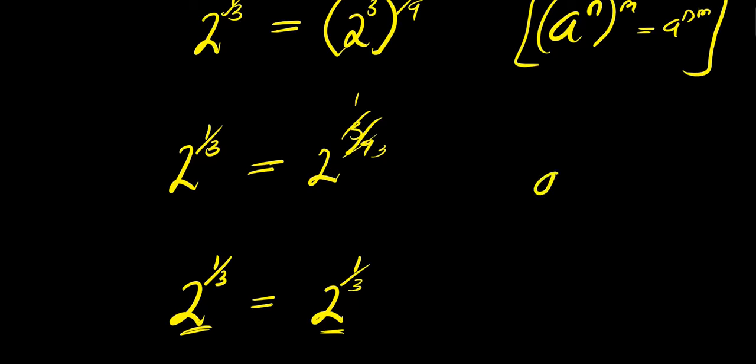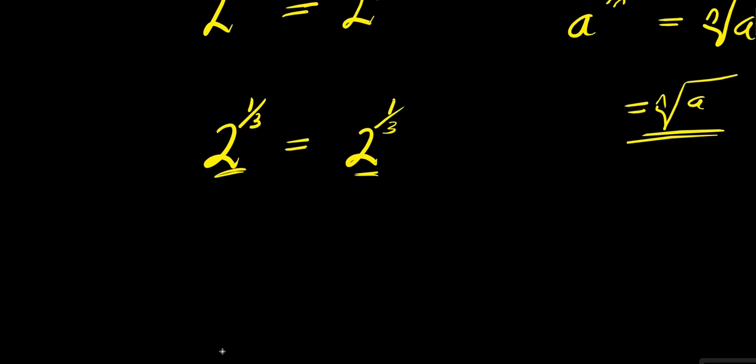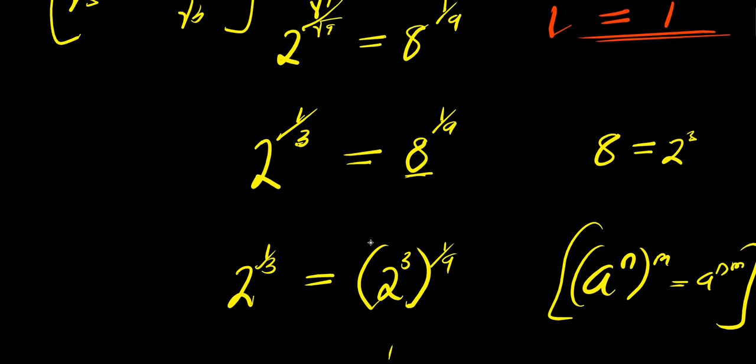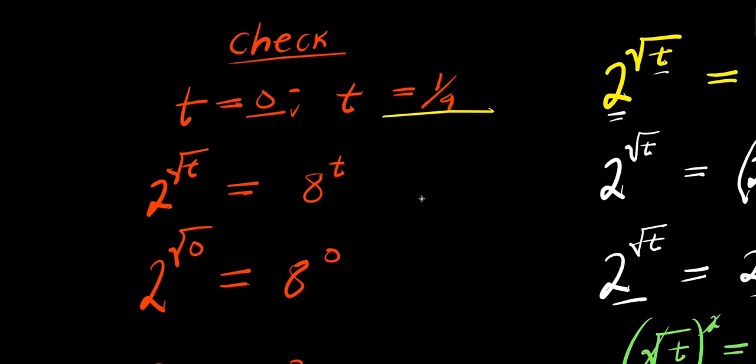Now, if you have a power 1/n, this equals the n-th root of a power 1, which is the same thing as the n-th root of a. So 2 power 1/3 is the same thing as the cube root of 2, which equals the cube root of 2. So both sides are now the same. So guys, this is how you solve this exponential problem step by step, and I believe you enjoyed this video.